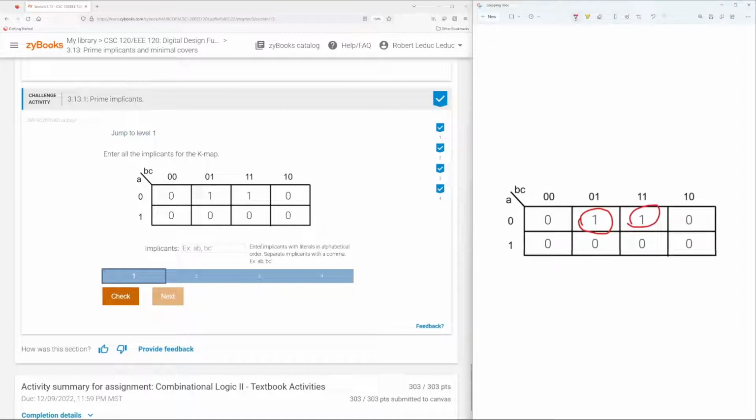And these minterms would themselves be implicants of the function. So I will include them first. The first one here is going to be A prime, B prime, C. And the second one is going to be A prime, B, C.